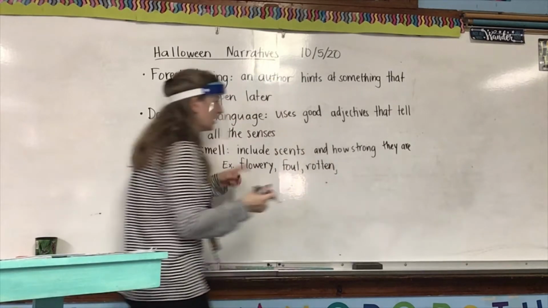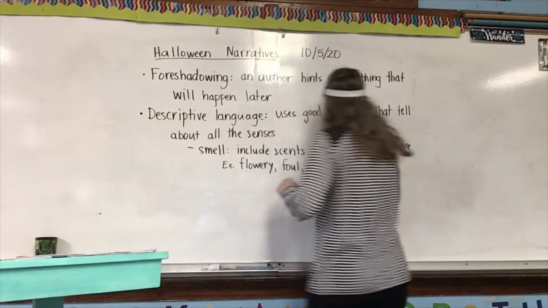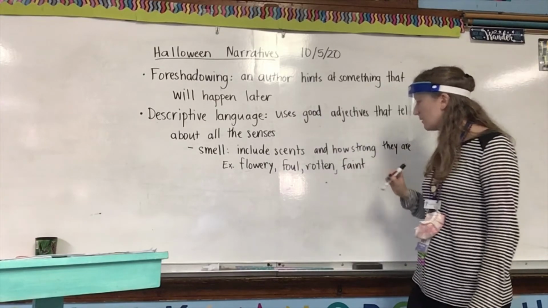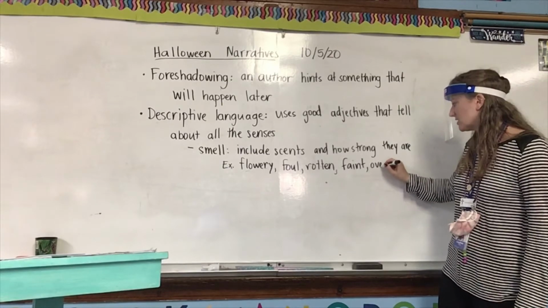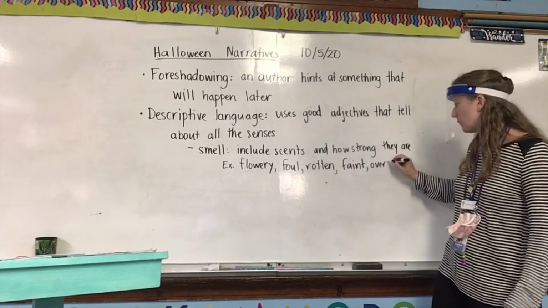And words that tell how strong they are. Faint means you can just barely smell it, but it is there. Overwhelming would be it is so bad or it is so strong that you feel like maybe you can't breathe.